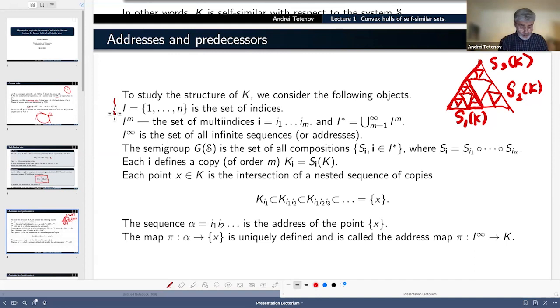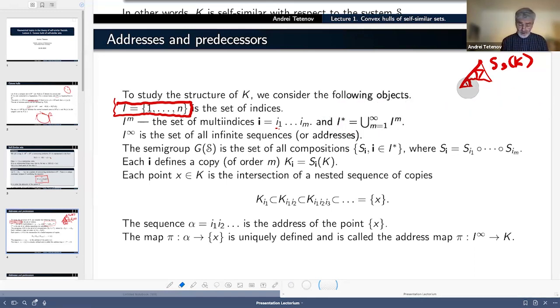First, we introduce the set of indices. These are numbers of the maps defining K. Then, for the copies of rank n, we consider the set of multi-indices, which are sequences of indices of length n. And then we define the whole set of all multi-indices, which we denote by I star. And finally, we consider the set of all infinite sequences of indices, or addresses for a point. So suppose we have a point in the set K.